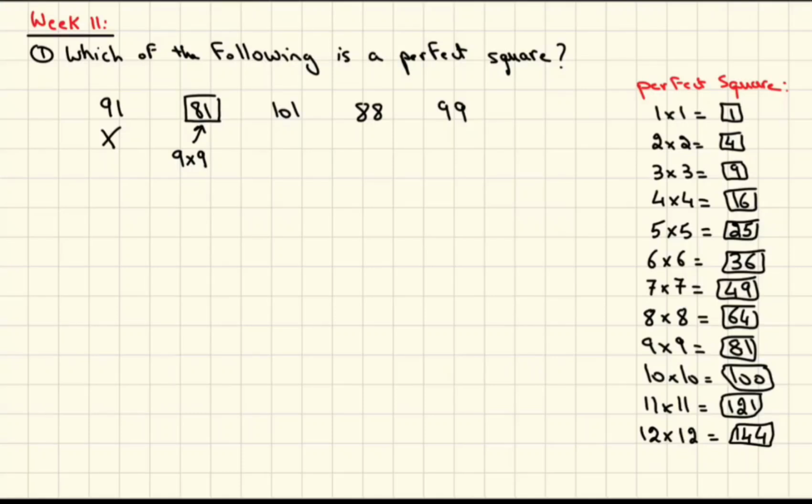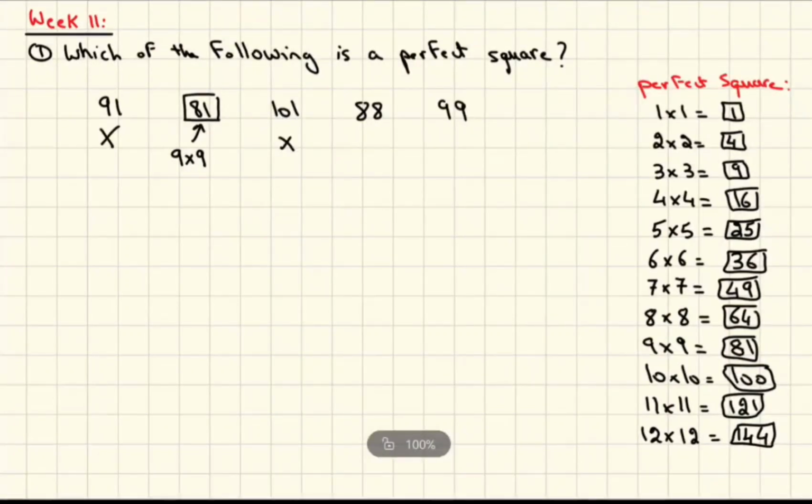I know that 10 times 10 is 100, so it's not 101, so 101 is not a perfect square. 88 is not 8 times 8, and I need a number multiplied by itself, so no, this is not a perfect square. And 99, same thing, is not a perfect square.